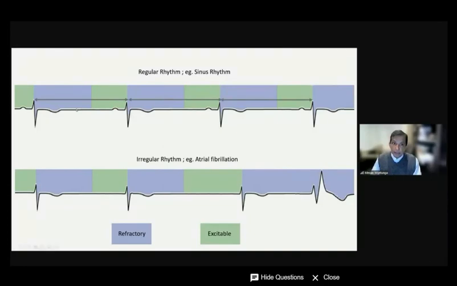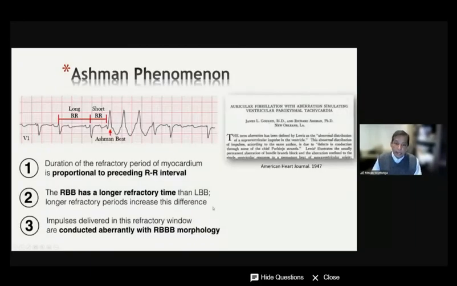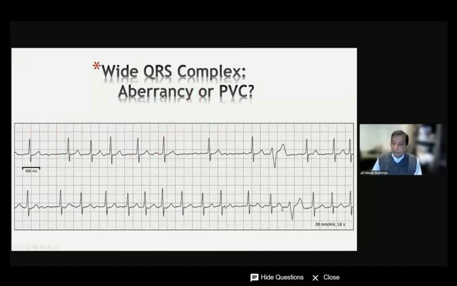That's a sinus rhythm. It's equally spaced, and then the refractory period is determined by the preceding RR interval. But in this case, this interval determines how long this interval is going to be. And since this RR interval is longer, the subsequent refractoriness is also much longer. So that's why this beat got a wide QRS. So this is Ashman phenomenon, and it's usually conducted with right bundle branch block morphology. And you can sometimes have multiple beats like that happen. Okay. And this is a common problem.